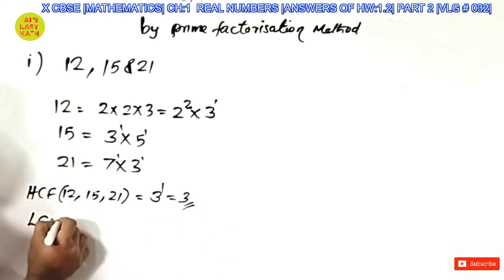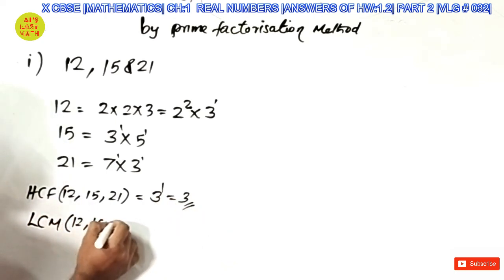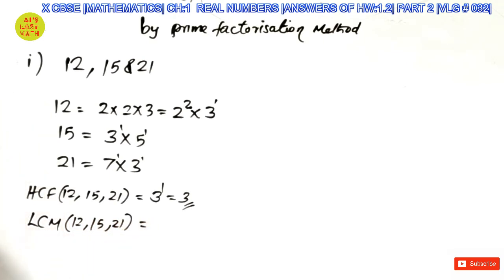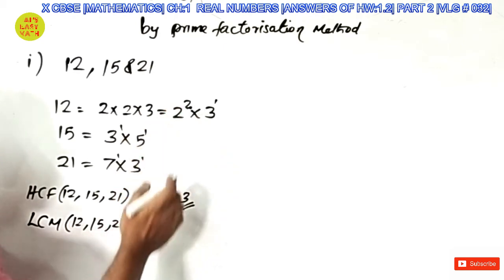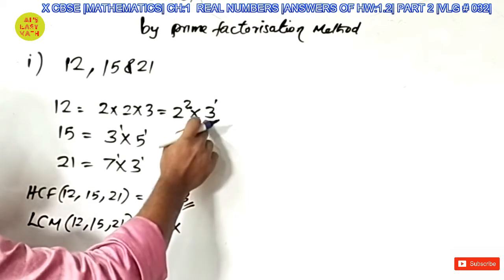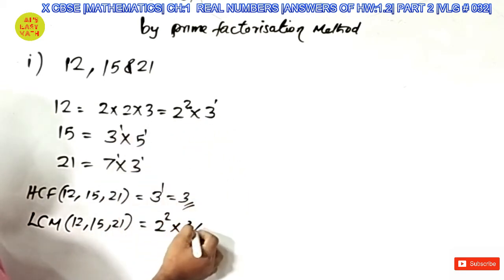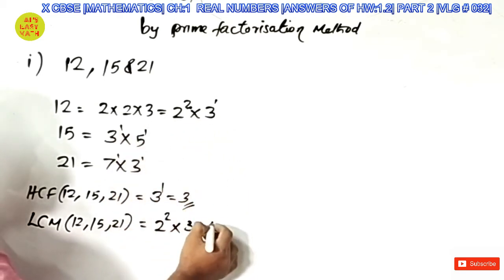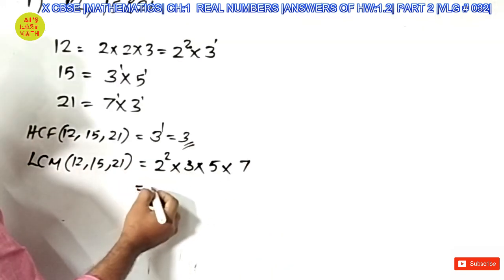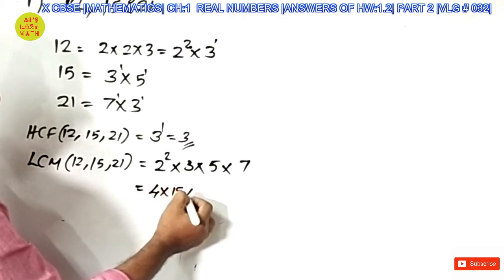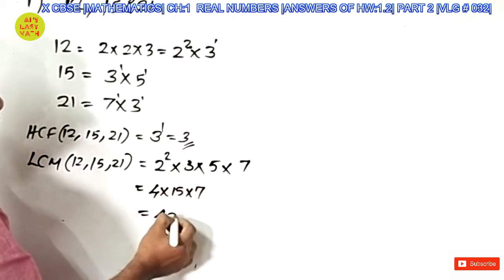Then LCM of 12, 15 and 21 is the product of the highest powers of all factors. So what about the first factor 2? Its highest power is 2 square. And 3 is 3 itself. We have another factor 5 here. Again, one more factor 7. So we will have the highest powers: 4 into 3 into 5 into 7, okay, 420.